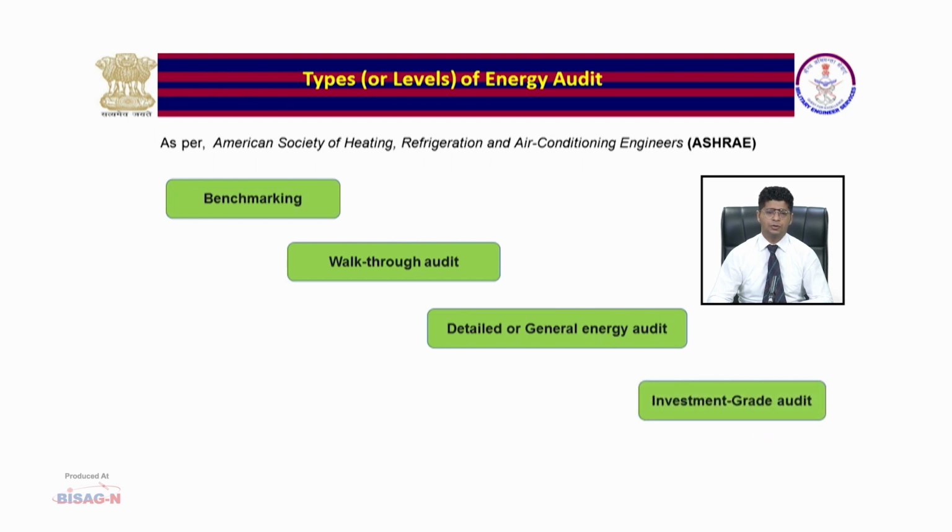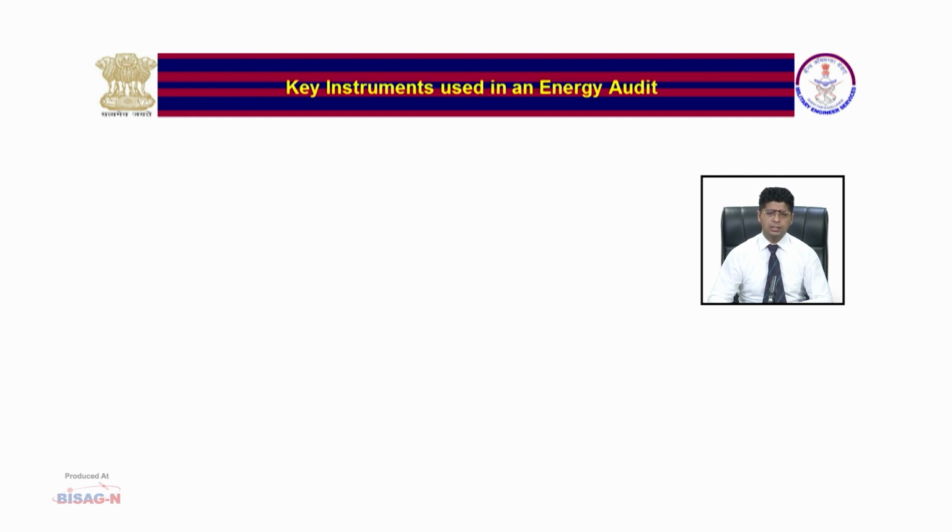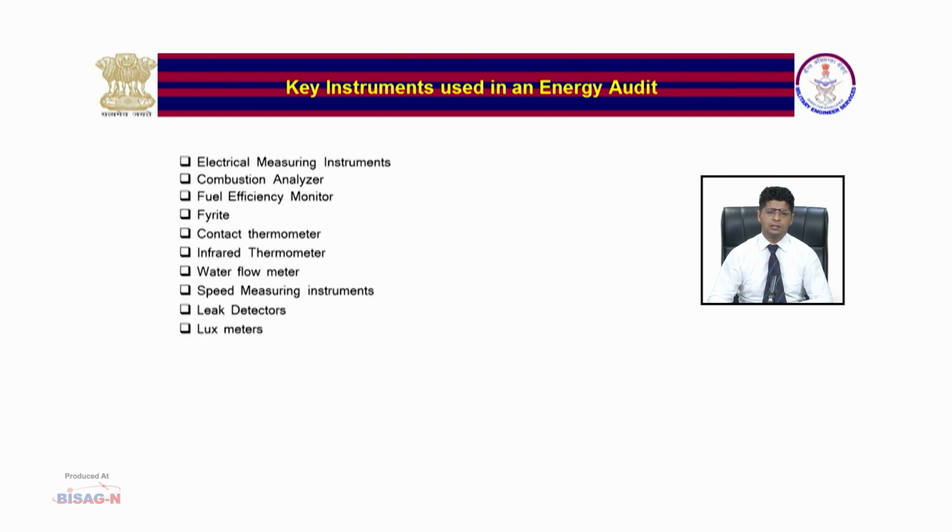This level of audit involves detailed analysis of capital intensive modifications focusing on potentially costly energy measures, and it requires rigorous energy studies. Next aspect to understand is the key instruments used in energy audit. Let's take a quick look. First and foremost are the electrical measuring instruments. These are instruments for measuring major electrical parameters such as kilovolt ampere, kilowatt, power factor, hertz, amperes and volts. Next is combustion analyzers.